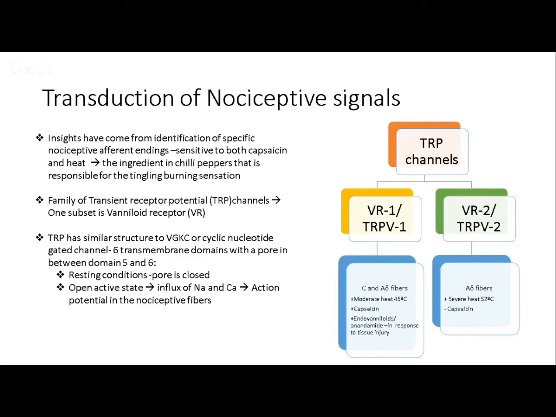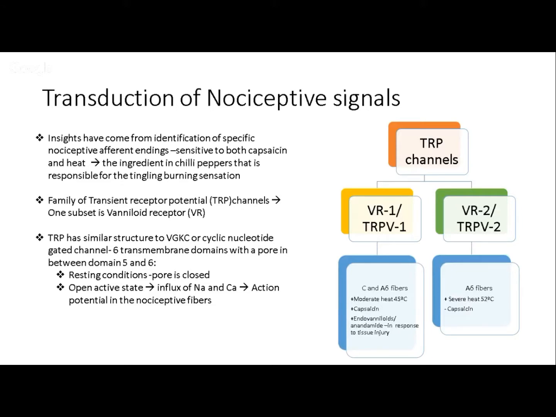Now the VR1 is stimulated by a variety of stimuli: heat of 45 degrees or more, capsaicin, and the endovanilloids. In response to tissue injury, some endovanilloids are produced, and they can stimulate the vanilloid 1 receptor. The VR2 is not stimulated by capsaicin, but heat can still stimulate it.